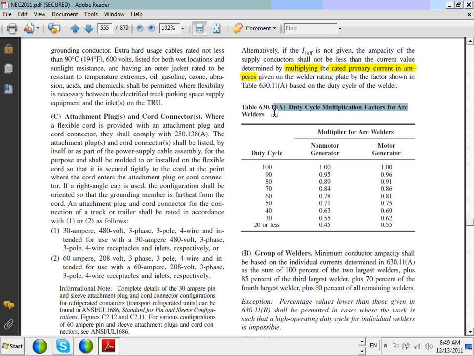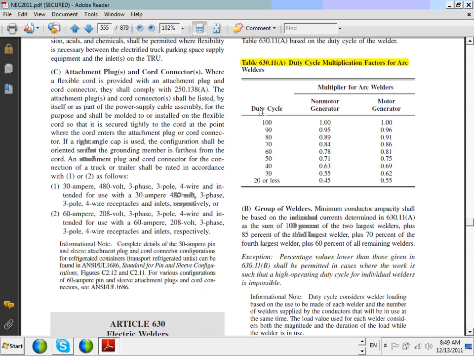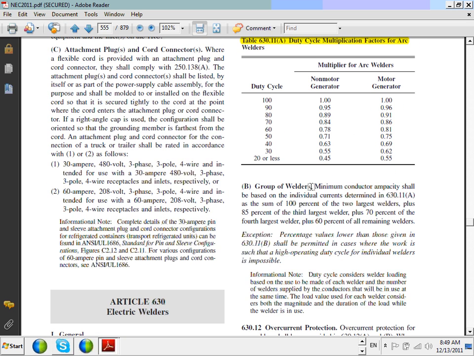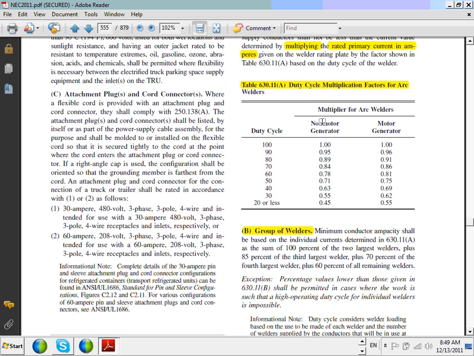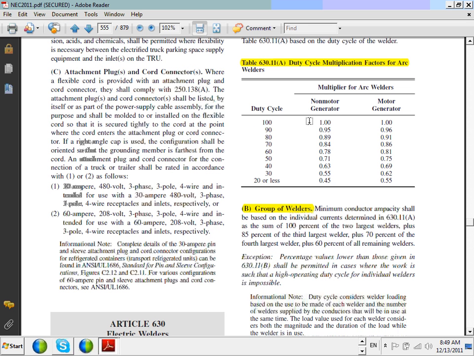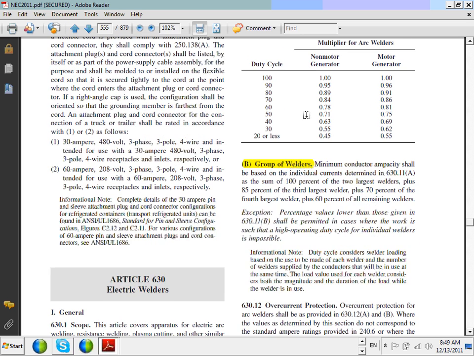Okay, here's what I want. If you guys do me a favor too and highlight this table, it talks about multiple welders. If you have multiple welders, a group of welders, that's how we're going to be sizing a group of welders based on this table. So you're going to see in this table, guys, a couple of things. You're going to see the cycle, as well as if it's non-motor generator and motor generator welder. So does it have a generator or doesn't have a generator in it? You have to know that beforehand.